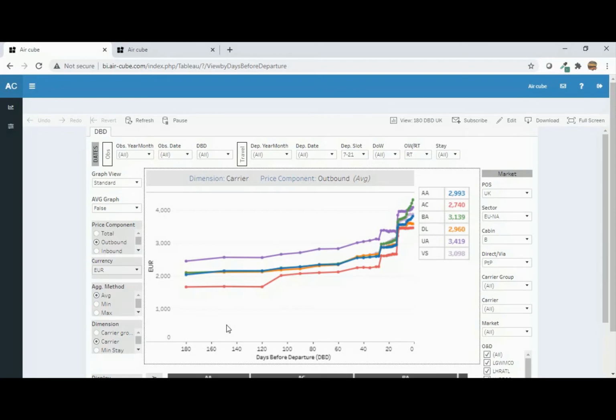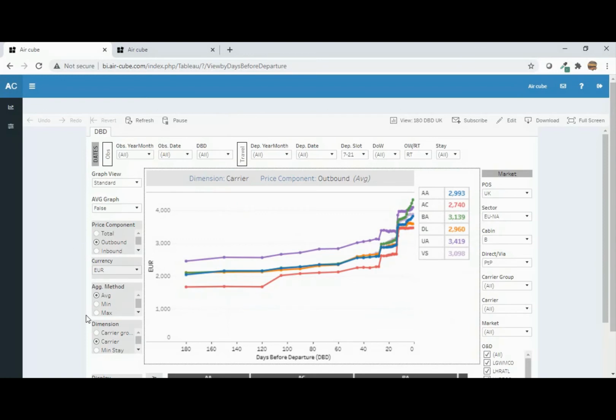So the purpose of this dashboard is to understand the price curve of each airline as we get closer to departures. So here, for example, you can see that for each of these different airlines, we can see the average price 180 days before departure, all the way up until 0 days before departure. This little table here on the side just tells you the total average price over the full departure period for each of these airlines.